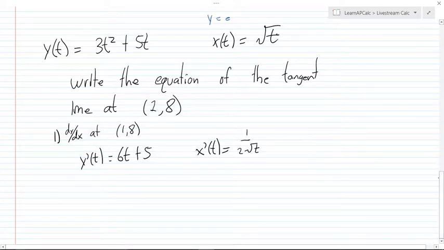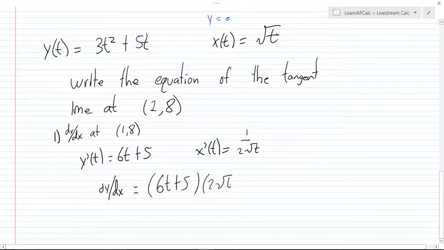Okay, so anyway, I'm just doing this example. If you have a question on that, be sure to ask. So here to find our dy/dx, we're putting y prime of t over x prime of t. So 6t plus 5, and then this is just leave, change, flip. So 6t plus 5 times 2 root t.